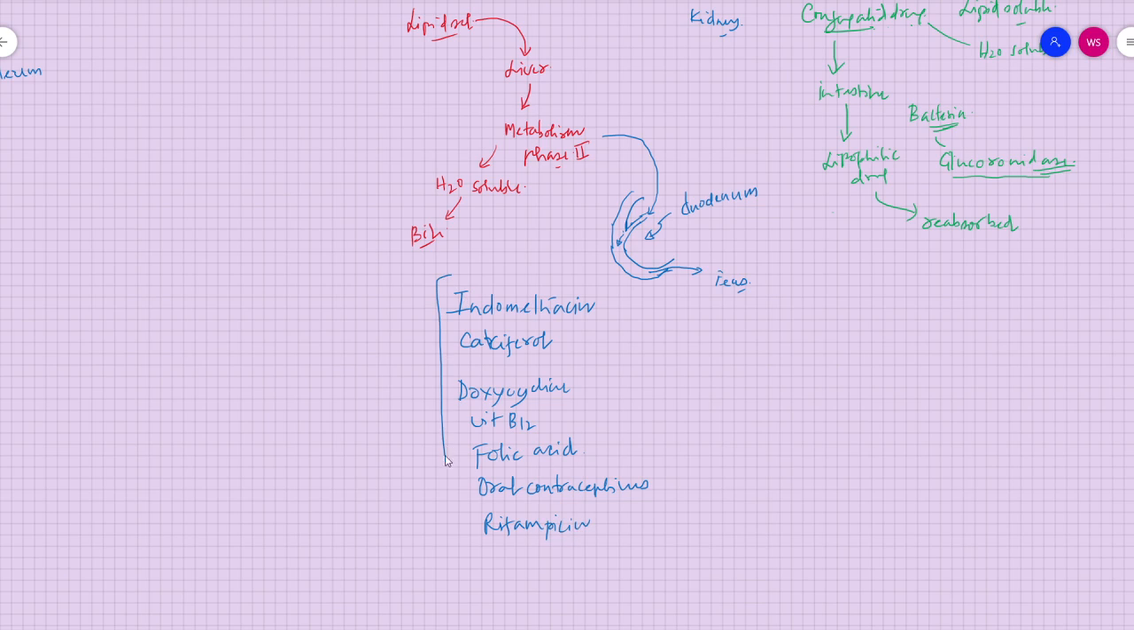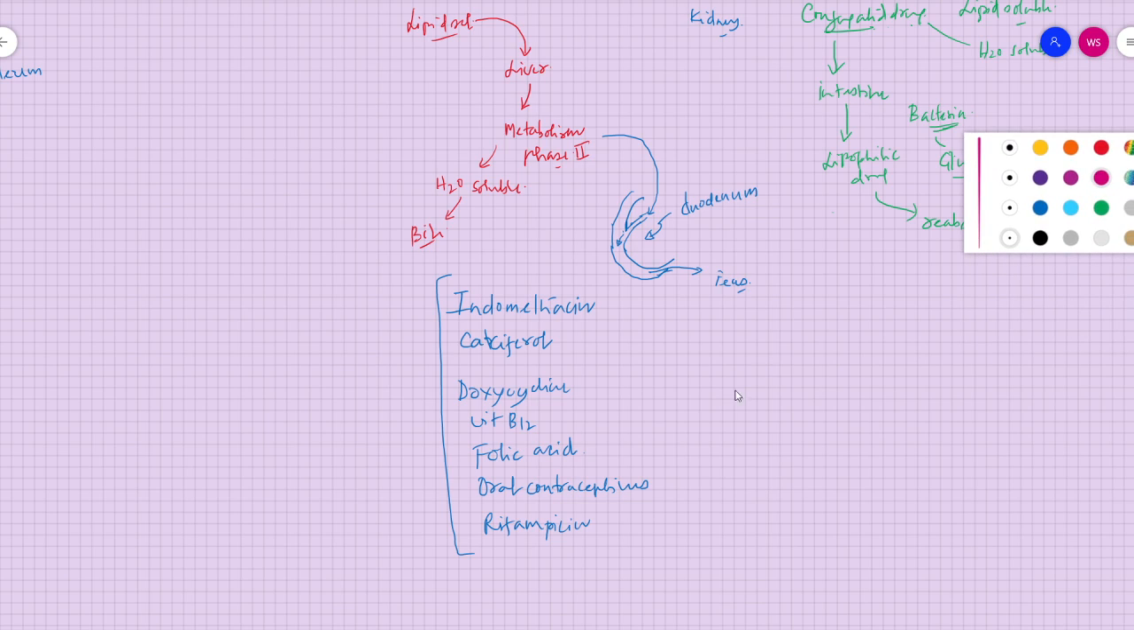So the common property of all these drugs is that they are highly lipid soluble. And these drugs, because of enterohepatic recirculation, have got a long T-half. Now, we need to remember a caveat here. So what did we say?